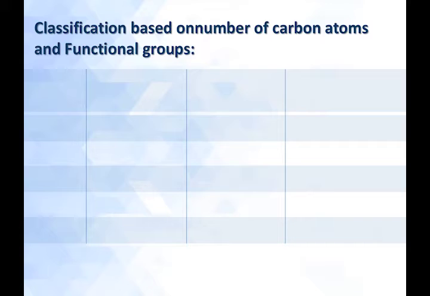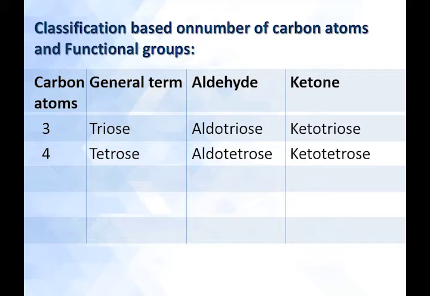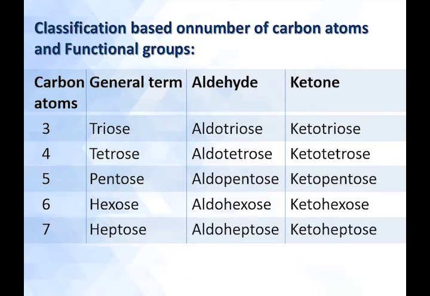So we just combine the classification based on the functional groups and the carbon atom numbers in this manner. We see the carbon atoms, general term, aldehyde and ketone. If there are 3 carbon atoms in the monosaccharide, it's called triose. If there is an aldehydic functional group, you call it aldotriose. If it is a ketone, you call it a ketotriose. Similarly for 4 carbons, 5 carbons, 6 and 7.